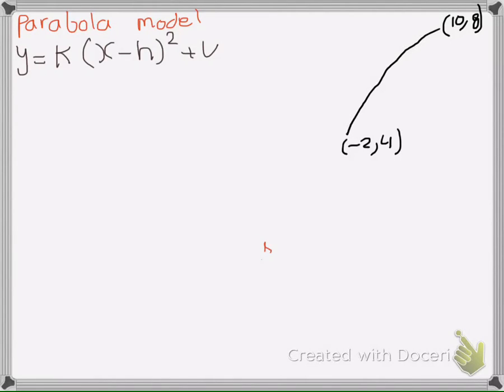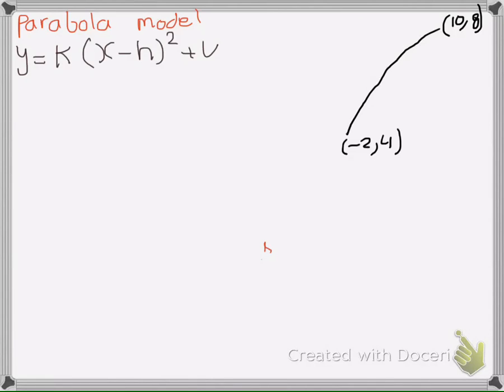Okay, so we've got this curve here and we're trying to fit two models to it. The first model we're going to start with is the parabola model, and that's the general equation for the parabola model: y equals k, where k is the scale factor, open bracket x minus h, the horizontal shift, close bracket squared, plus v, the vertical shift.